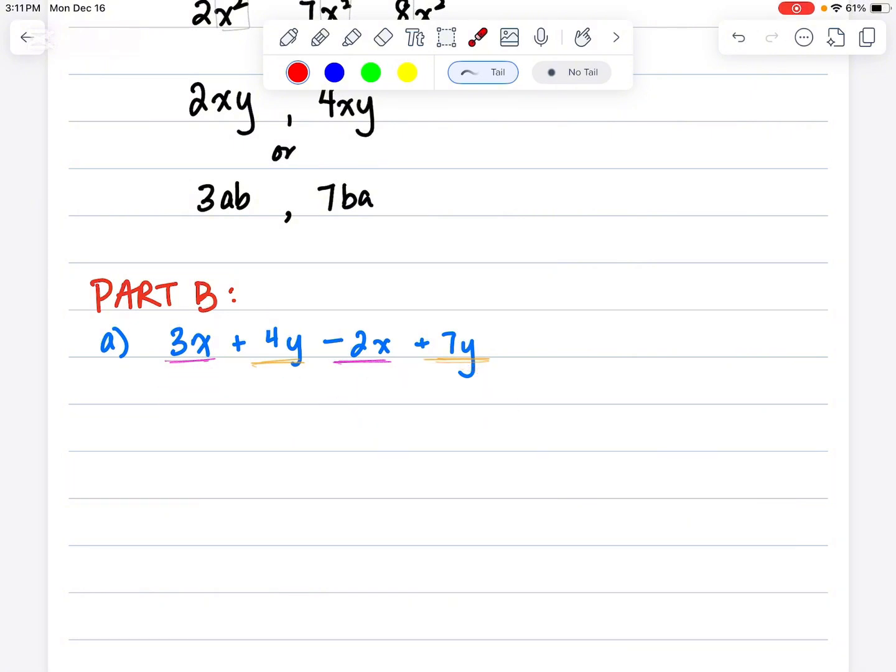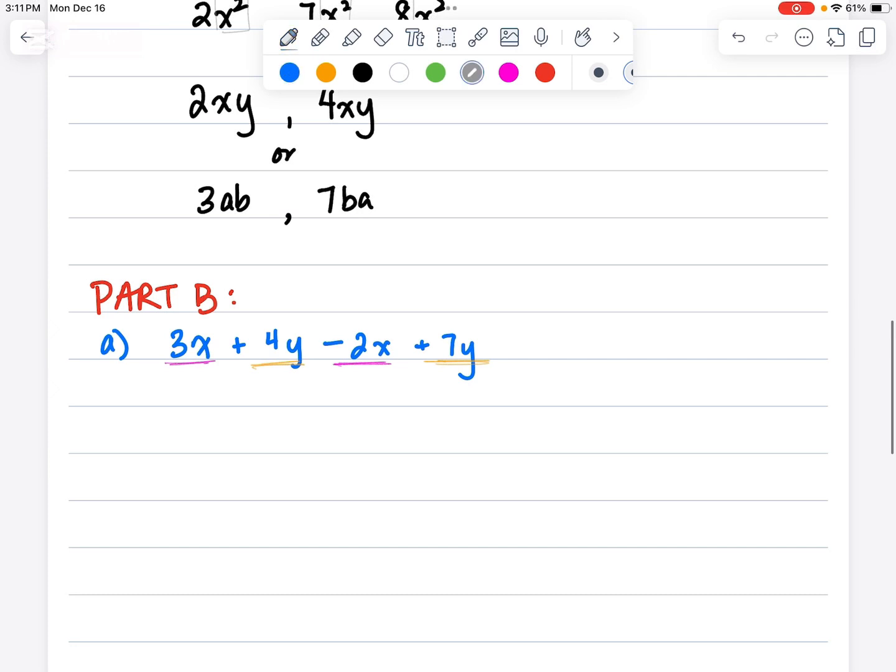Now, when you move it, be careful because this 2x has a sign in front of it and it goes along with it. It sticks with it. So what do I mean? I'm going to show you this in 2 ways. I'm going to collect my x's first, so that's this one. And then I'm going to collect my negative 2x, and then I'm going to do my positive 4y and my positive 7y. Actually, you know what?